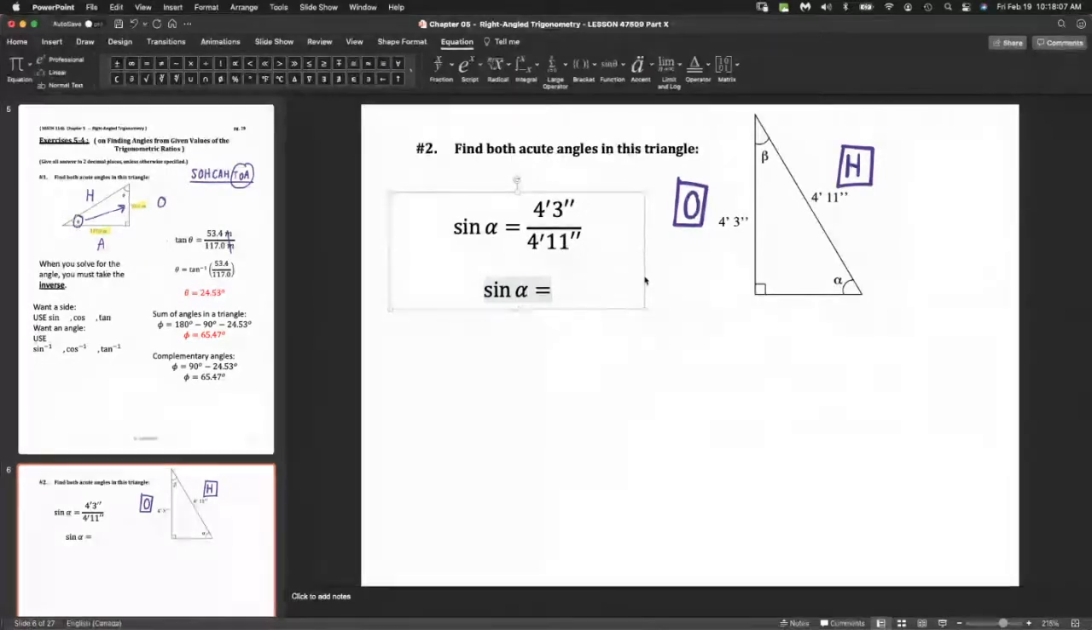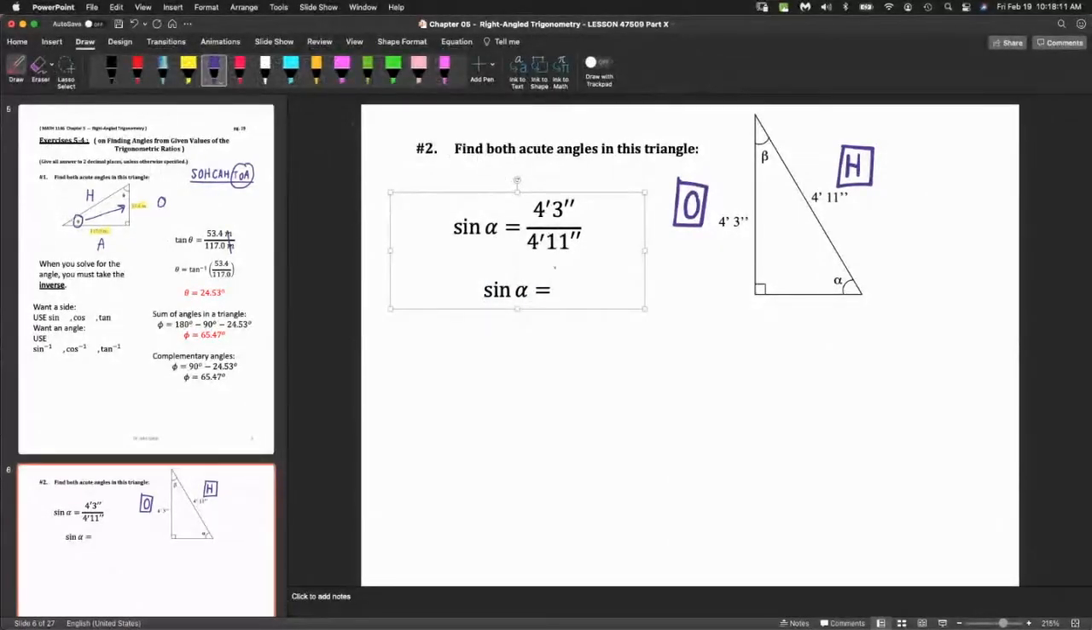We have a little bit of a hiccup over here. See this thing? We got feet and inches here. What the heck do you do there? Please go to inches. Do not go to feet because you're unnecessarily introducing decimals. So what is the numerator in inches?